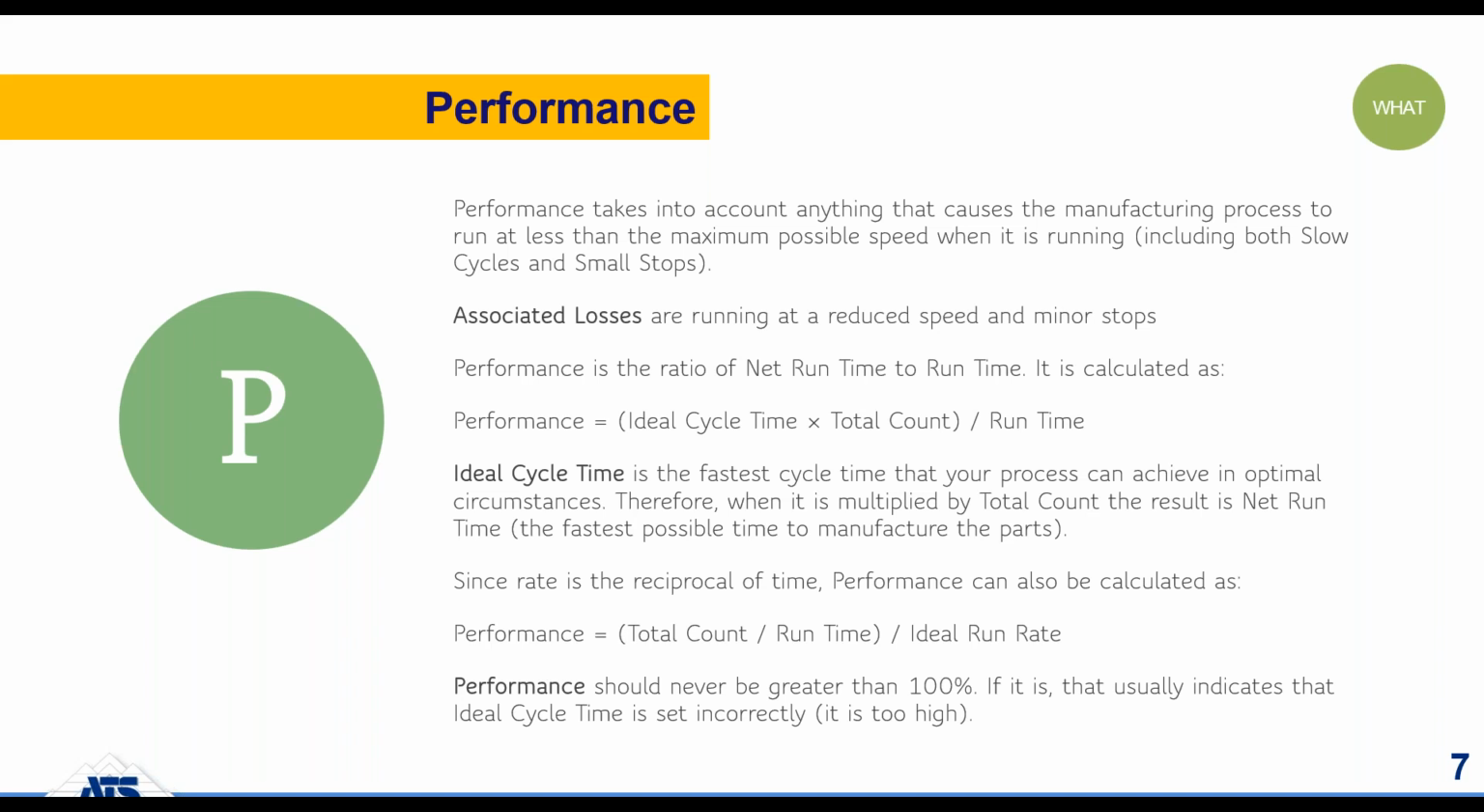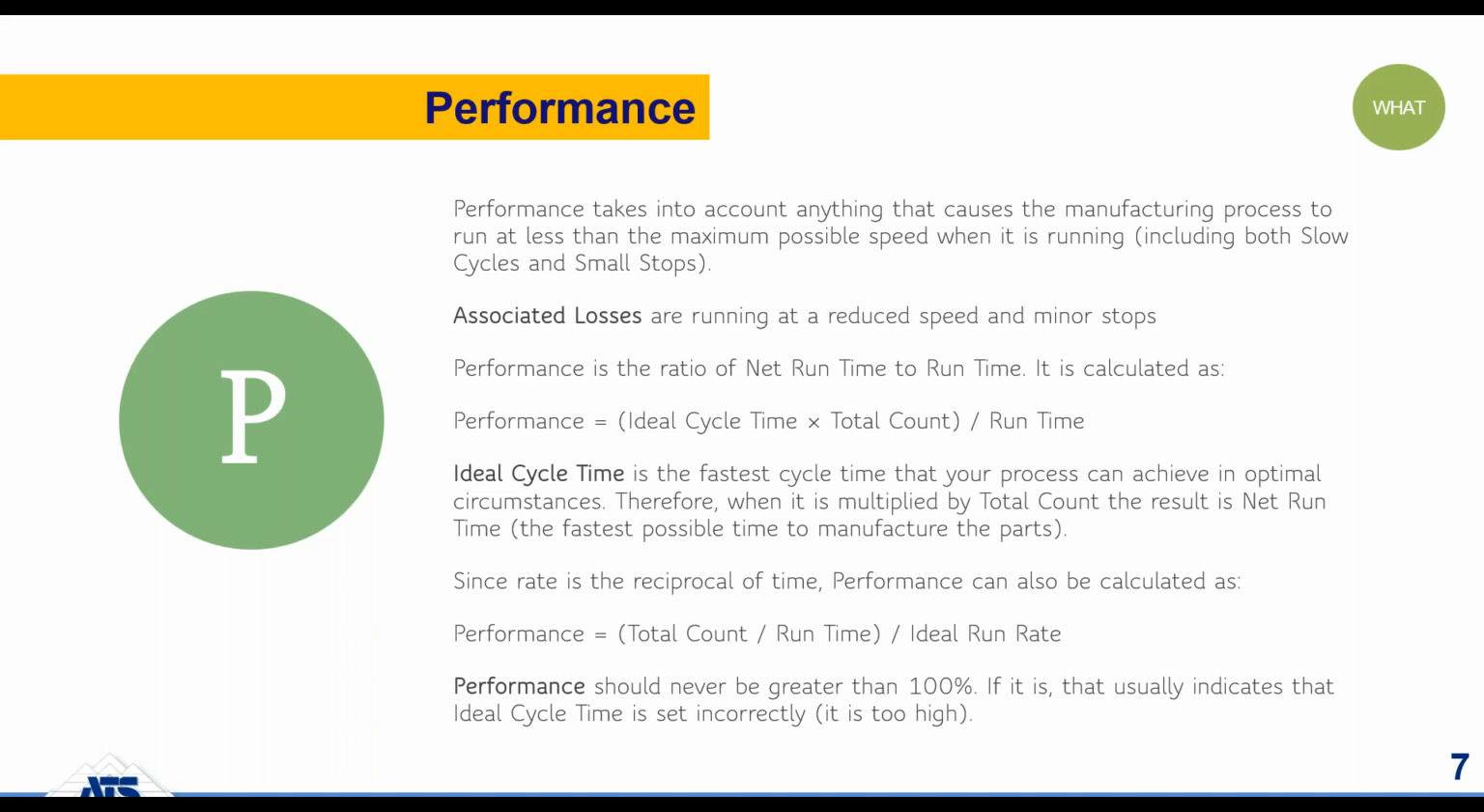Now we look at the performance. Performance takes into account anything that causes the manufacturing process to run at less than maximum possible speed when it is running, including both slow cycles and small stops. The losses associated are like running at reduced speed and minor stops. The performance is actually a ratio of net runtime to the runtime. It is calculated as performance equals ideal cycle time multiplied by total count divided by the runtime.